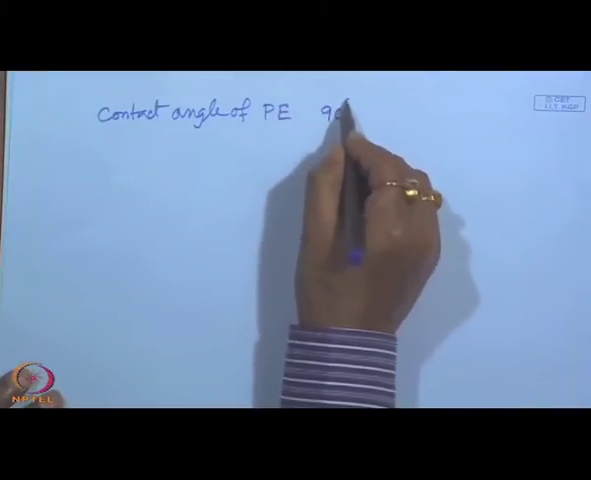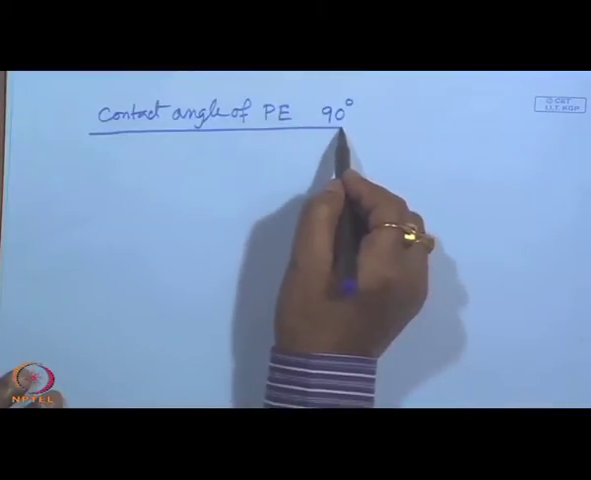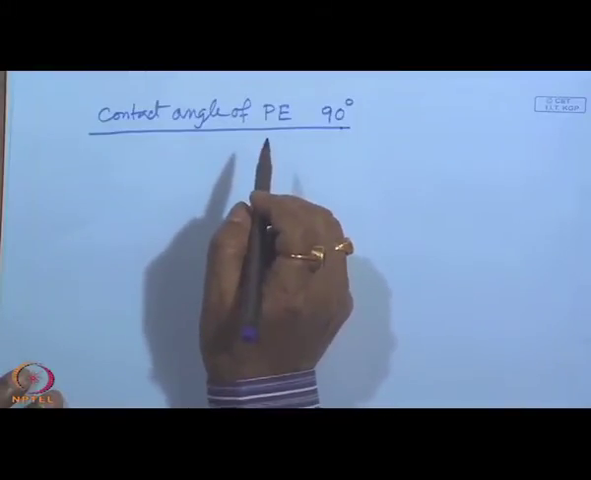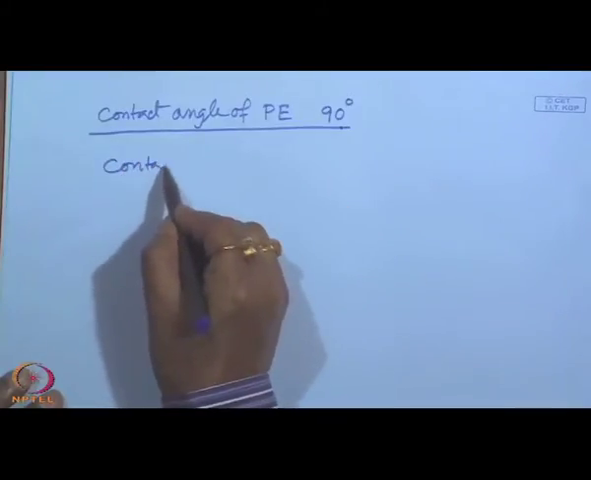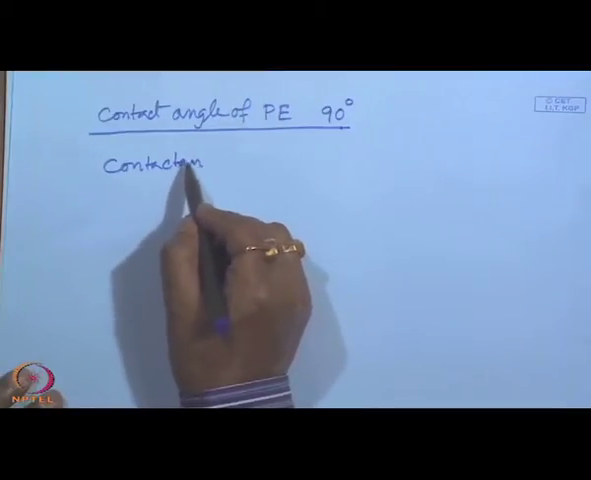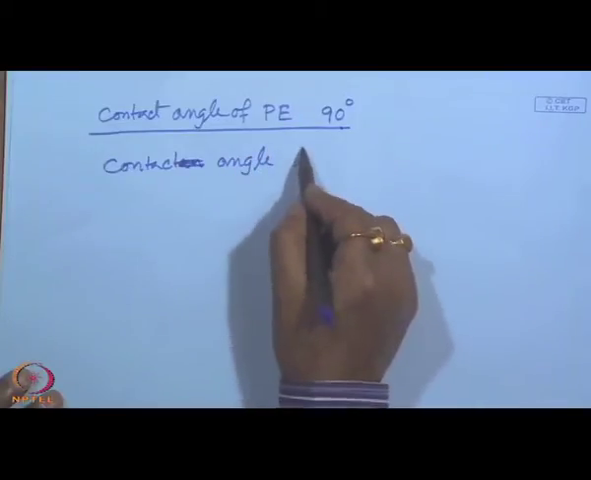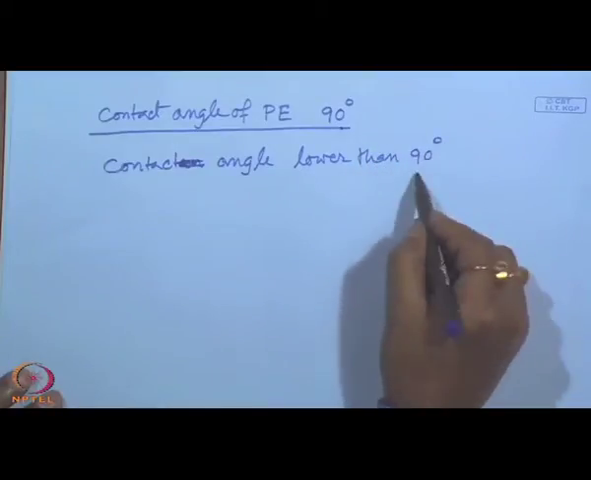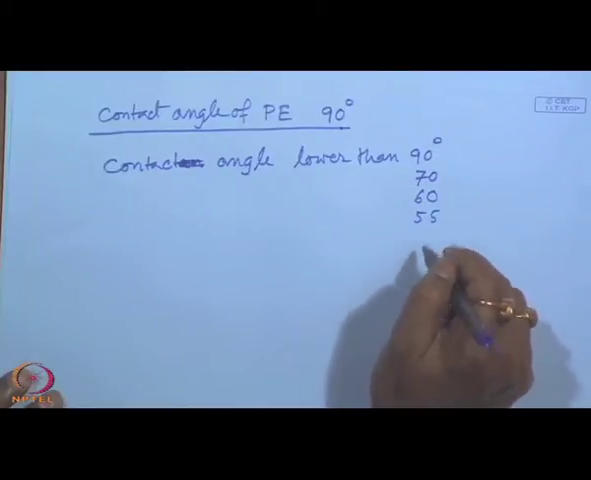is 90 degrees. A surface having such a contact angle is not suitable for microbial degradation. Now, if the contact angle value is lower than 90 degrees, say 70 degrees, 60 degrees, 55 degrees, even less than that, then that is more favorable.